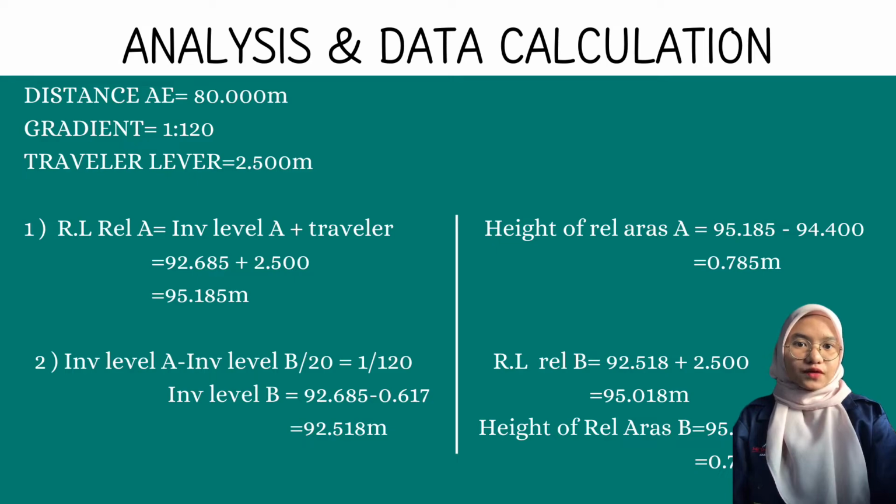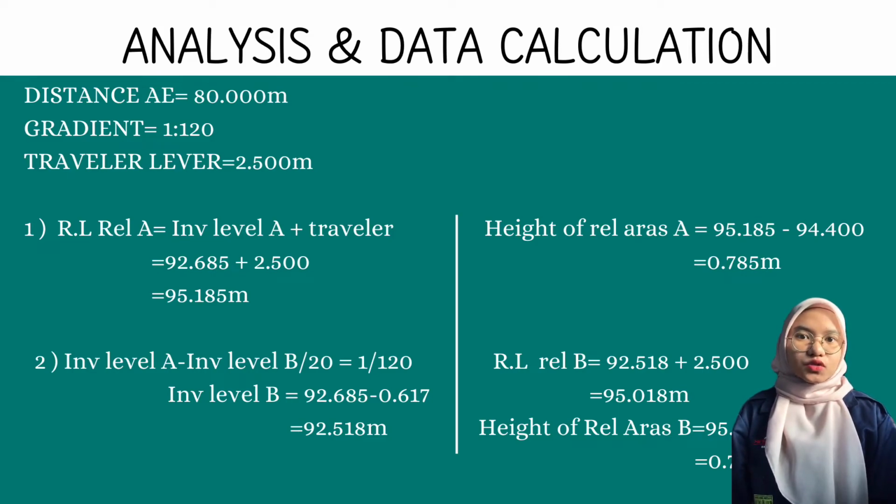Next, we must find the height of sight rails above ground levels at A to E. So the formula is the height of sight rail equals reduced level of the sight rail minus reduced level. For example, height of sight rail A equals 95.185 minus 94.400 and the answer is 0.785 meter.